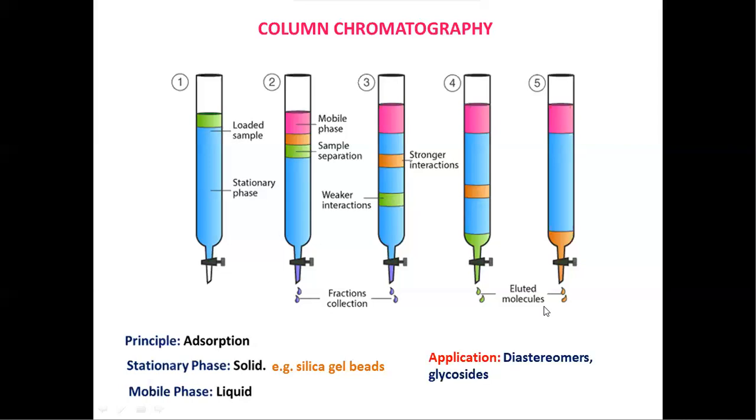And this column chromatography is mainly useful for purification purposes in the laboratories. And sometimes it can also be useful for the separation of diastereomers and determination of primary and secondary glycosides, etc. So this is the most widely used technique in laboratories. The next one is ion exchange chromatography.